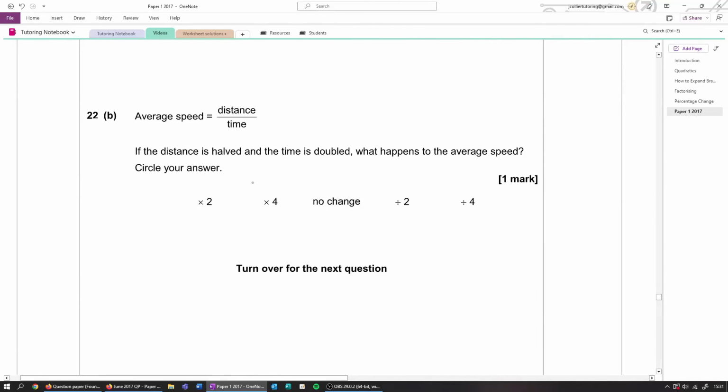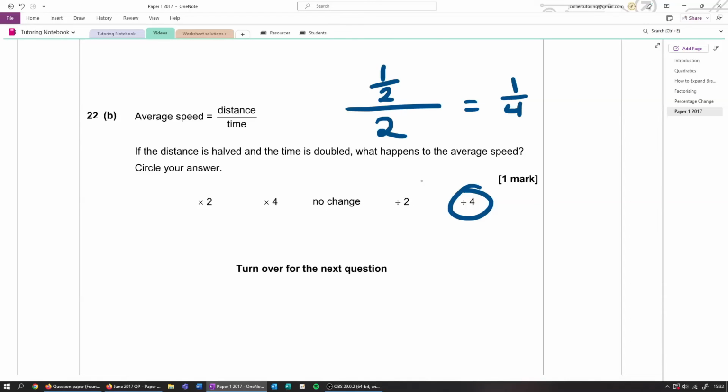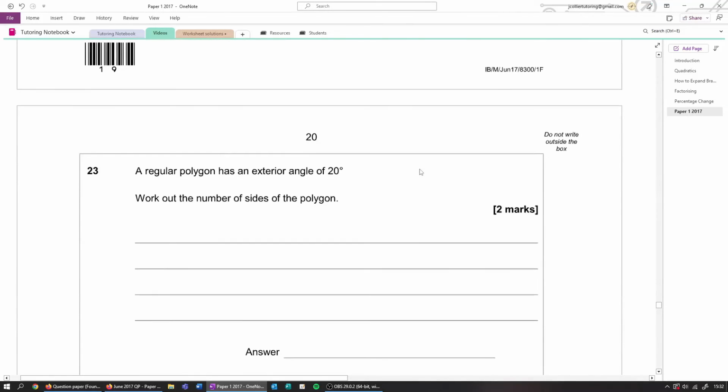Okay, average speed is distance over time. If the distance is halved and the time is doubled, what happens to the average speed? So the average speed is distance divided by time. The distance is halved, so it is a half of what it was before, and the time has doubled, and then a half divided by 2 is a quarter, which is the same as dividing by 4.